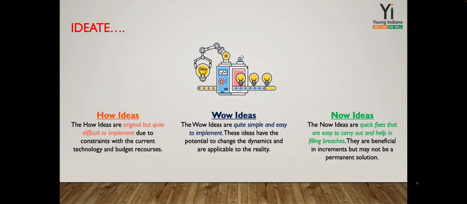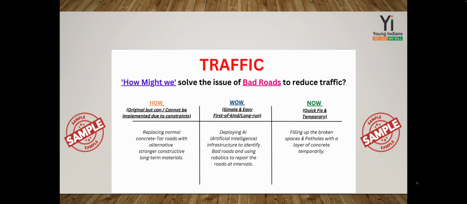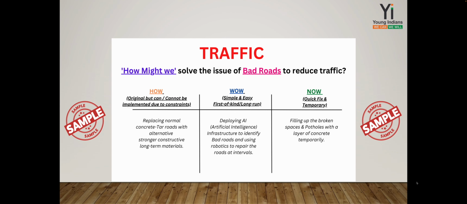A sample that you will see is, they are defining a traffic problem statement. So you start with, like we said, when you define how might we, use how might we solve the issue of bad roads to reduce traffic. Now in this case, the how idea could be, you can replace normal roads with alternative materials, which can also be made from waste, plastics, and a lot of other construction materials which can be used long term.